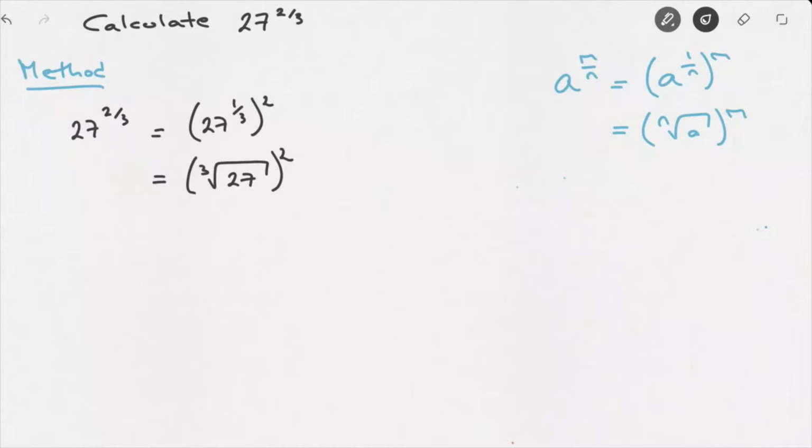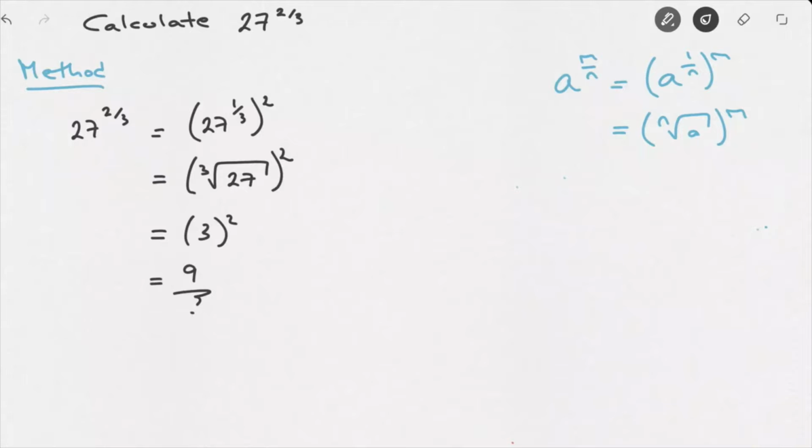And the cubic root of 27 is equal to 3. So this equals 3 raised to the power of 2. And 3 raised to the power of 2 is equal to 3 times 3, which equals 9. And that's our final answer. 27 raised to the power of 2 over 3 is equal to 9.